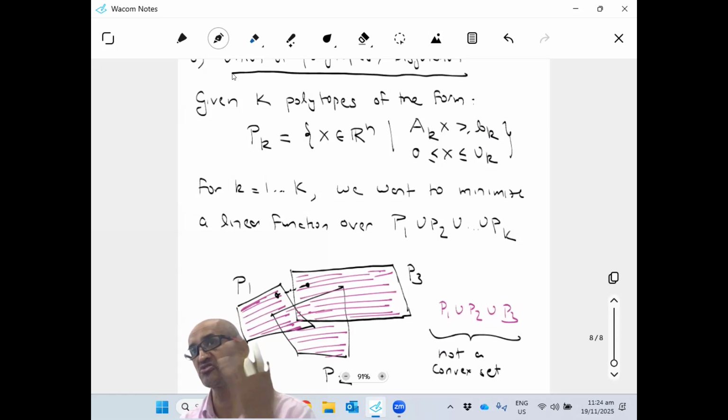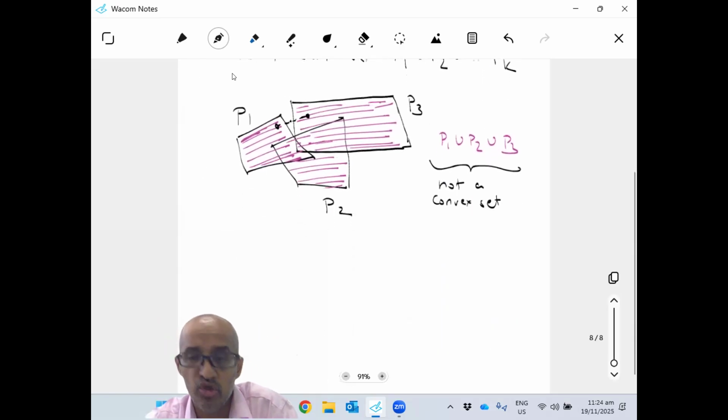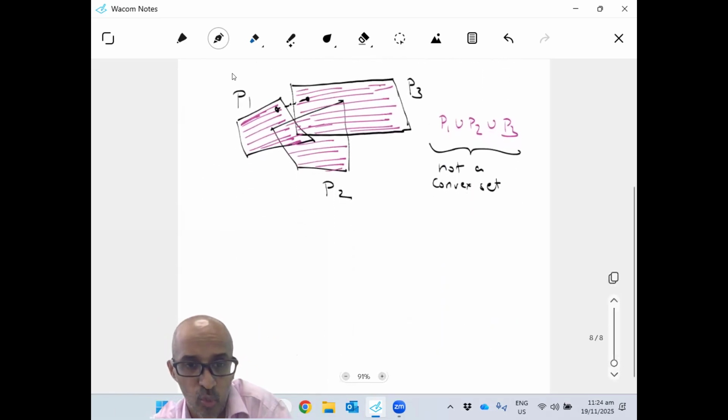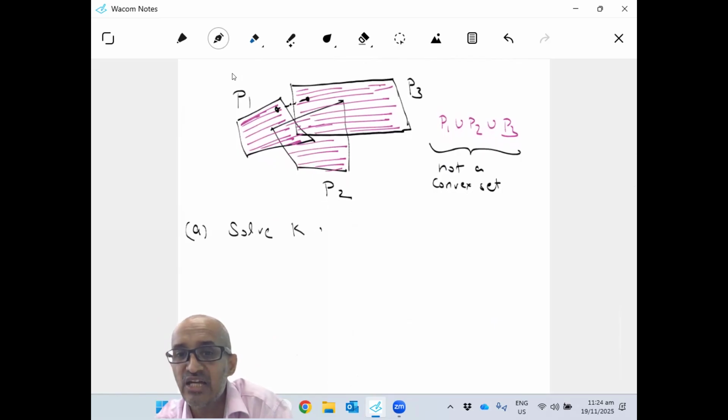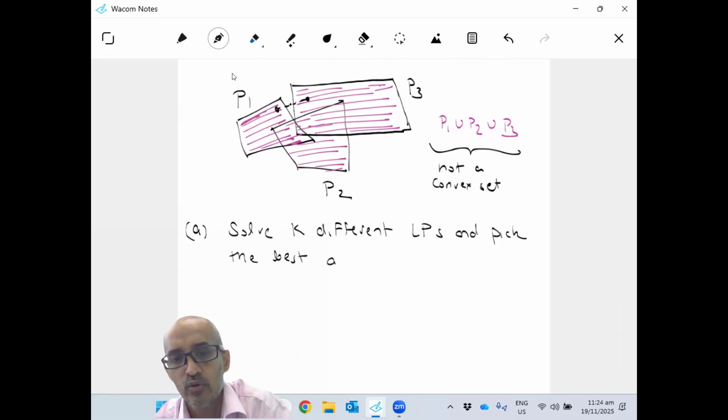Any guesses or suggestions? If I want to minimize over the union of sets, a simple idea is to optimize over each set separately. So here is one way to solve it. One approach is to solve k different linear programs and pick the best among them.